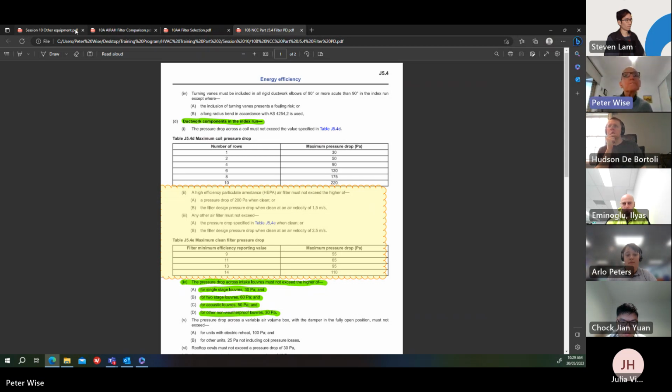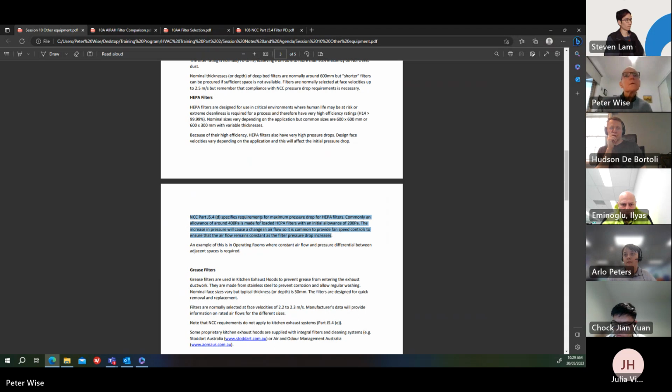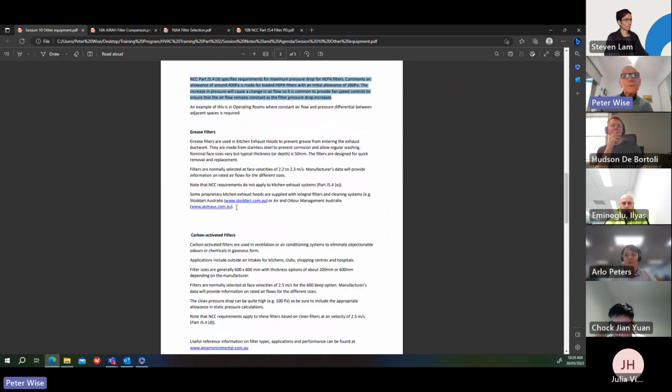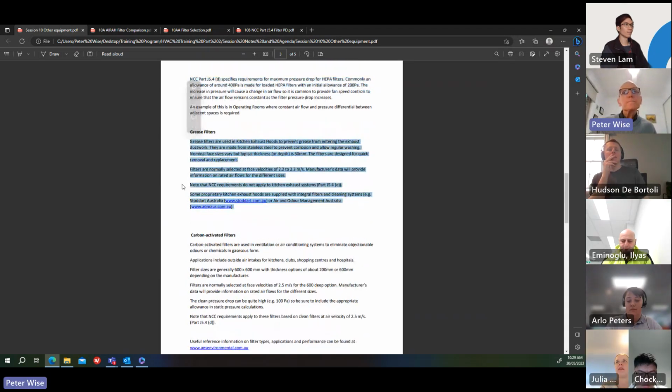Grease filters are used in kitchen exhaust hoods to prevent grease from entering the exhaust ductwork. They're made from stainless steel to prevent corrosion and allow regular washing. So they usually do just a changeover, like I was saying before. Someone comes in with a set of changeover filters, takes the dirty ones away, puts the clean ones in, and takes them away for cleaning.